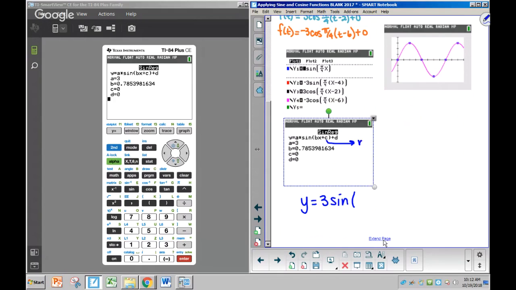So I'm going to just make a note. This is not the phase shift. Okay. And so it would be 0.78539 t, right? Because this is a function of time, plus no c and no d. So I'm just going to put t here.